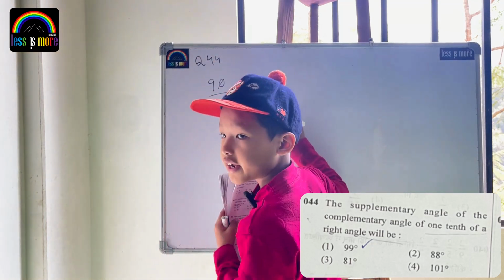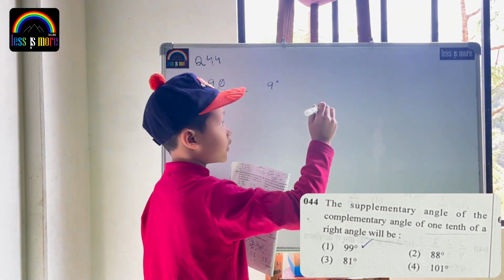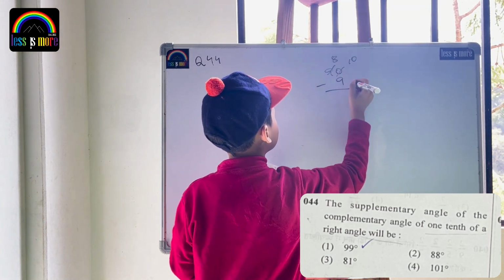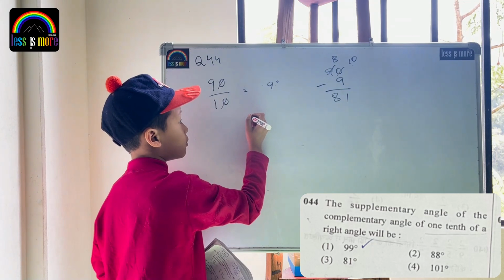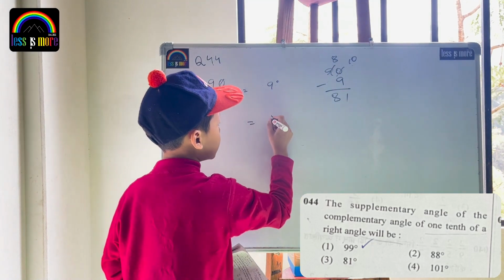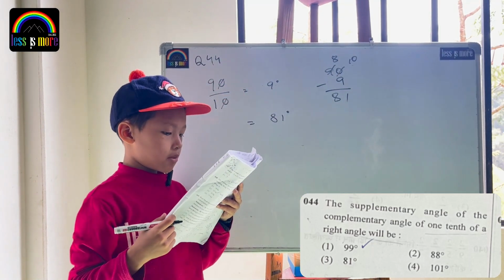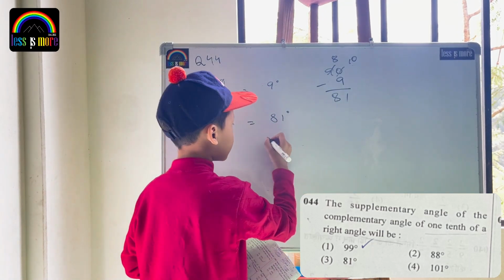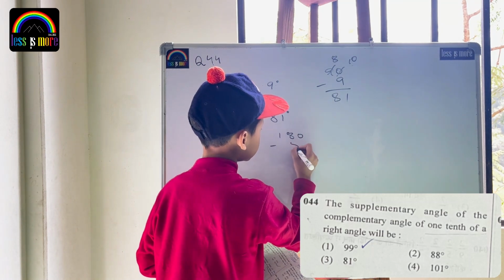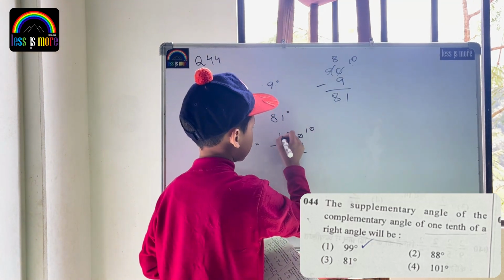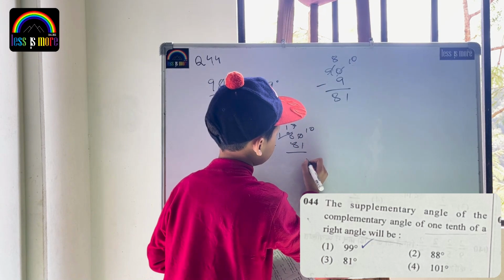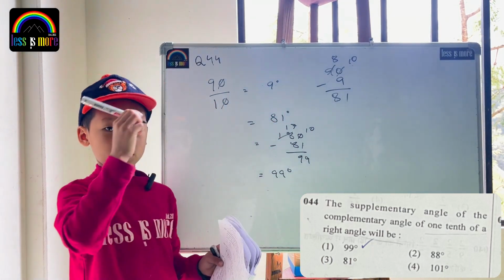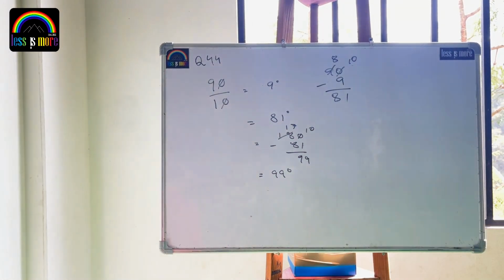So to find the complementary angle, we have to subtract this 9 from 90. It will be 81. Then the complementary angle of this 9 degrees is 81 degrees. So the supplementary angle of this 81 degrees is 180 minus 81. Then the answer to this question is 99. The answer to question number 44 is 99.